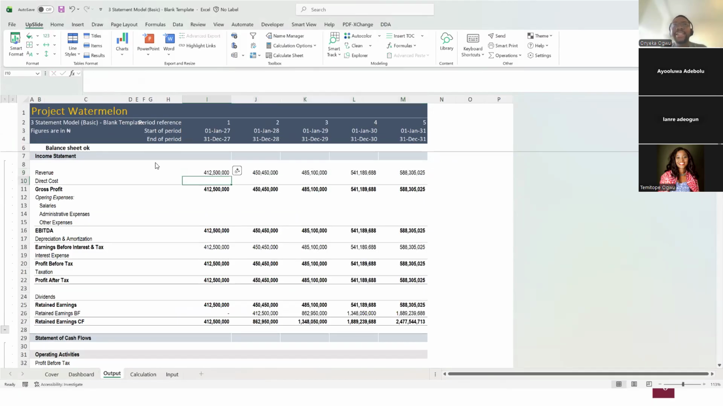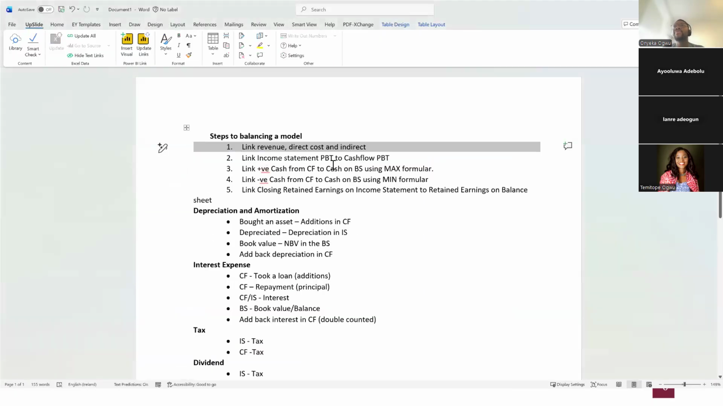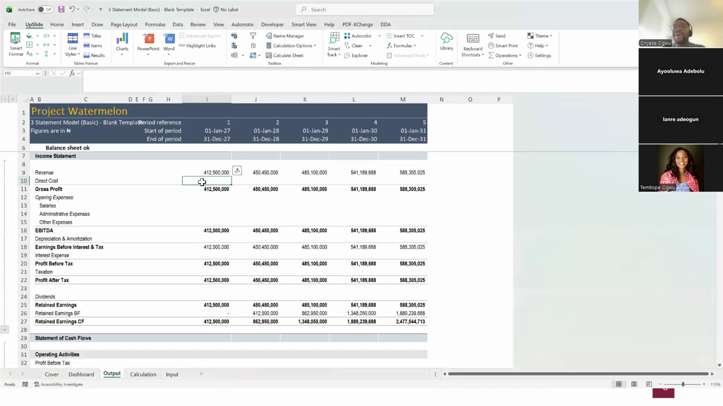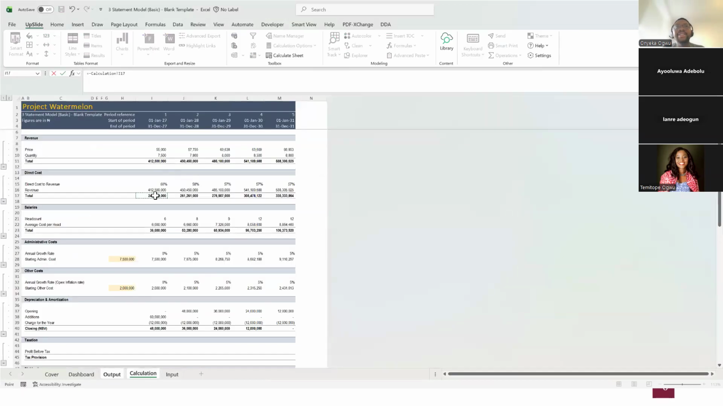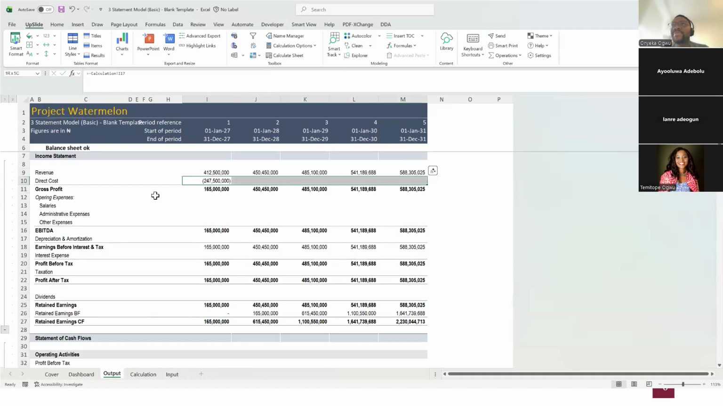Bam. The next thing is to link direct cost. We have calculated it, all we're doing is linking. Direct cost is a cost, so we'll do negative, minus. Direct cost is here. This is direct cost. He has given us that.